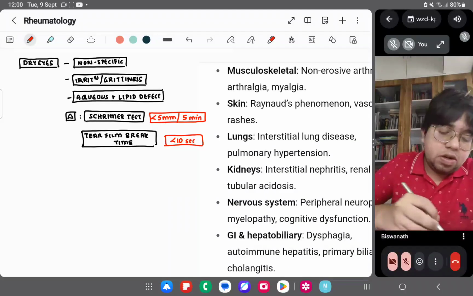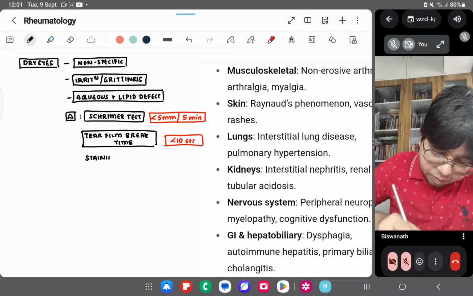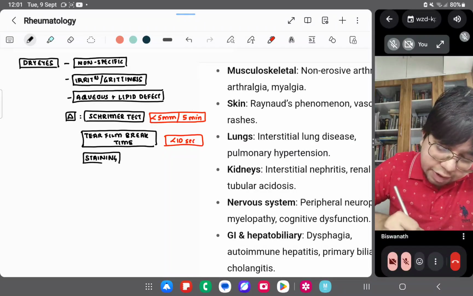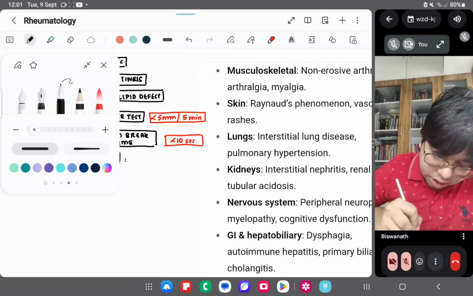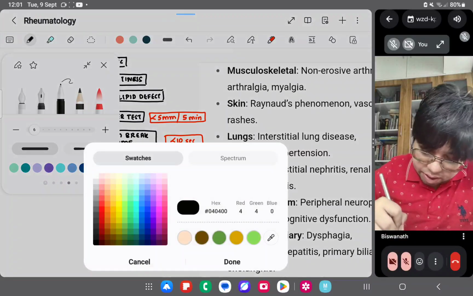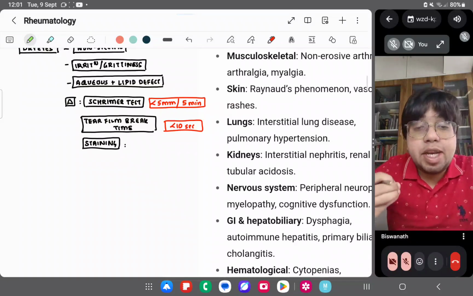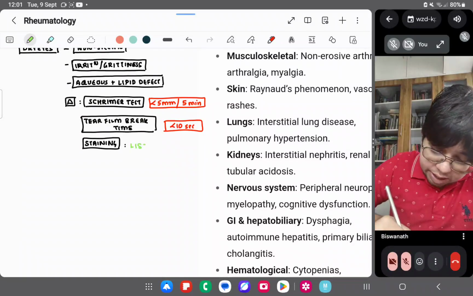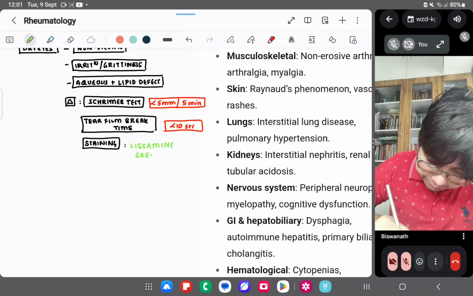Or you can do staining also. Ocular stains are there. You can do staining also for diagnosis. And the two stains which I want everyone to remember: one is the lissamine green dye.